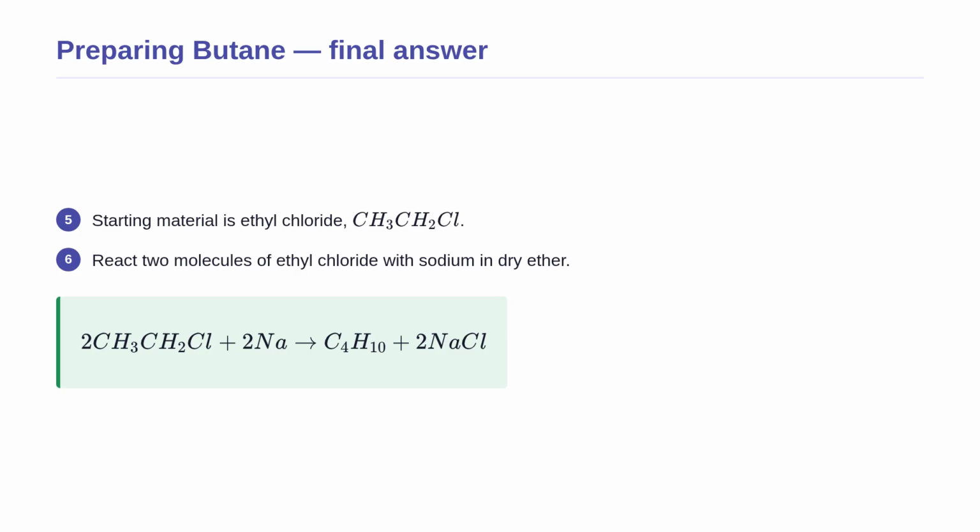The 2 remaining ethyl groups immediately crash into each other, forming a new carbon-carbon bond. This stitches the 2 halves together, giving us our final product, butane. This method efficiently builds any alkane with an even number of carbons.